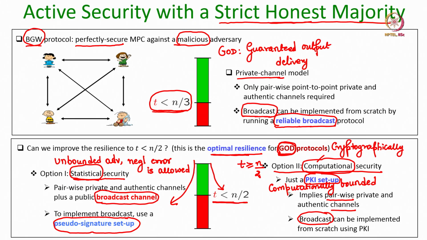The idea remains the same. We will be performing shared circuit evaluation. For that, we will require a verifiable secret sharing scheme, methods for generating multiplication triplets and so on. But since now a negligible error is allowed and I am no longer in the setting of t less than n over 3, the resultant sub-protocols have to be changed.